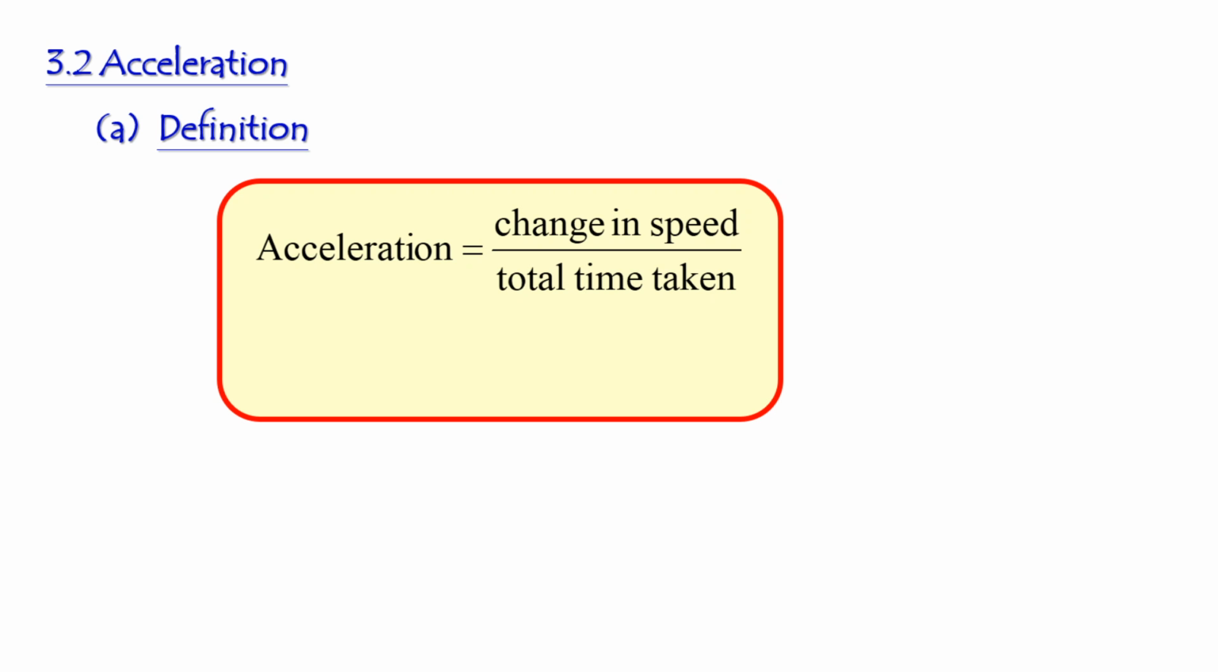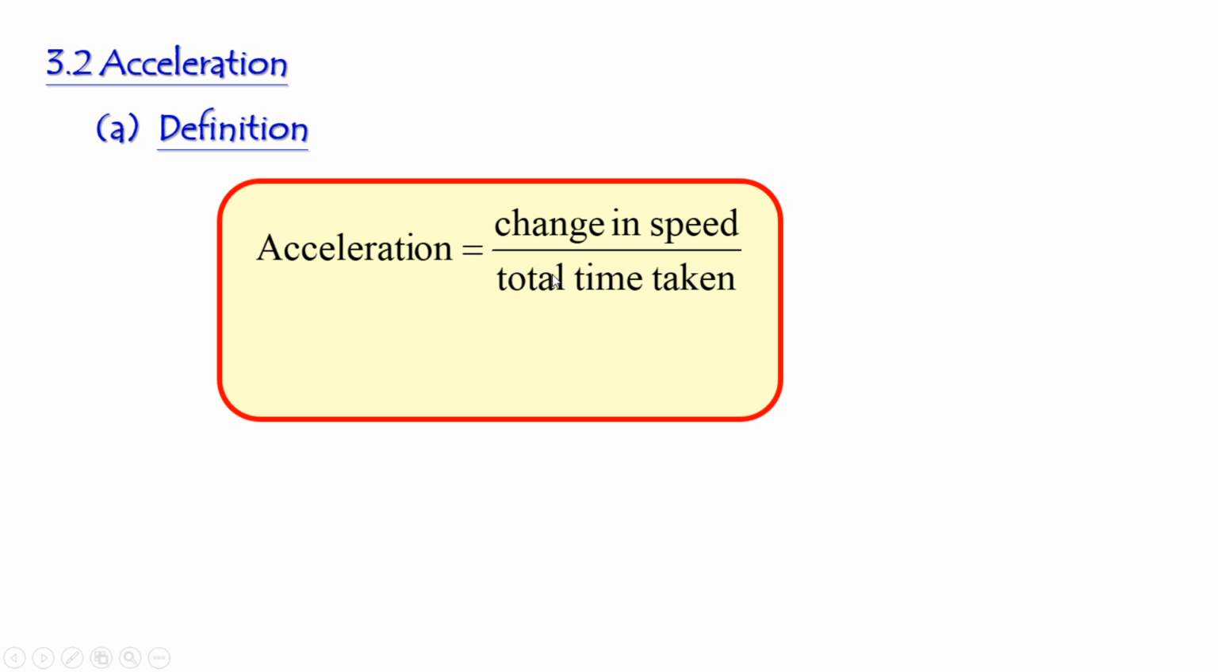Firstly, let us look at the definition of the term acceleration. It is called the rate of change of velocity. What is meant by the rate of change of velocity, or the rate of change of speed? That means the change in speed per unit time. We use the formula: change in speed divided by the total time taken. It is the rate of change of speed.